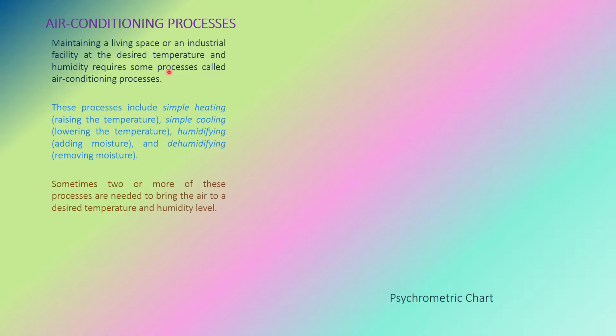Now, sometimes 2 or more of these processes are needed to bring the air to a desired temperature and humidity level. Air is commonly heated and humidified in winter and cooled and dehumidified during the summer. So these are mostly the air conditioning processes. We are not looking at theaters or halls and all those things. These are the simple processes involved only in thermodynamics, for diploma level.